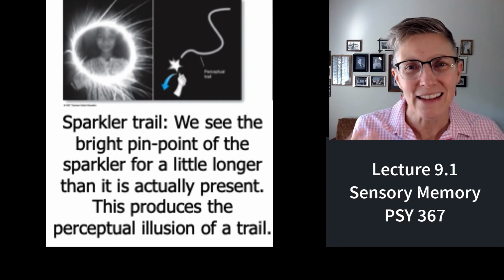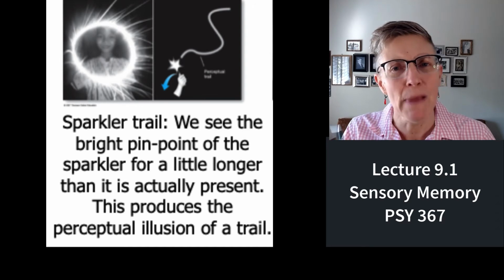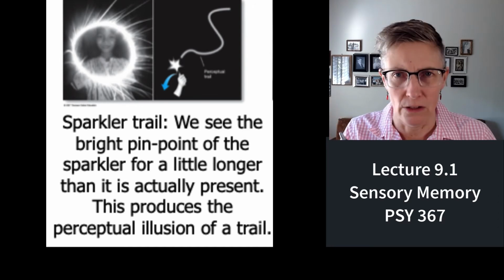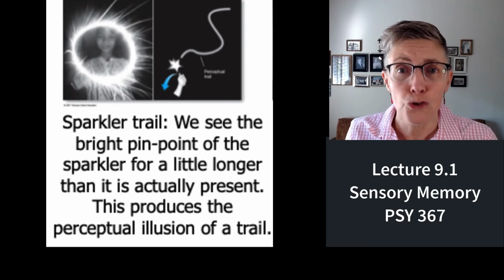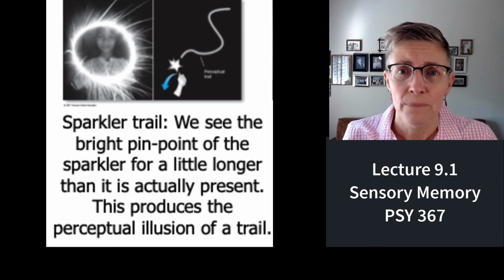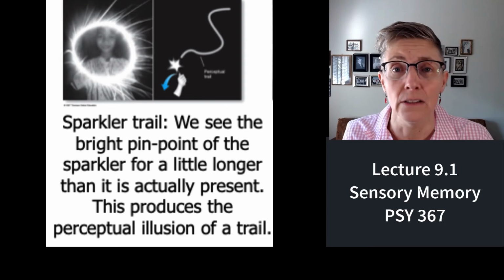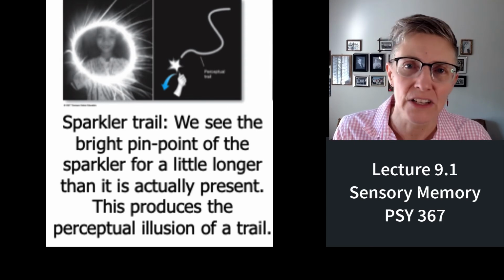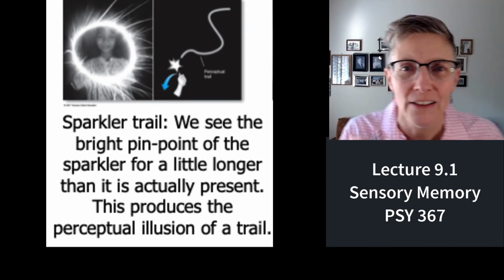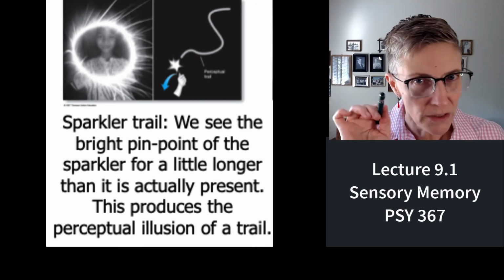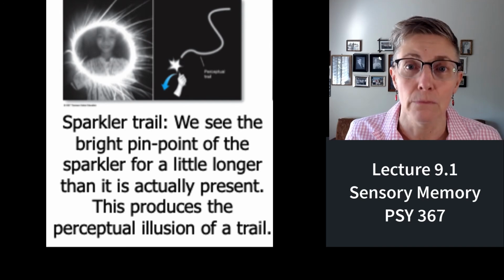Now, we have the experience that, say I make a circle motion with the sparkler, that somehow there's a trail of light that is physically present in the world. And there isn't. The trail, the circle that you see, it's all in your head. Your visual system experiences that trail because of sensory memory. That's a classic example of sensory memory. So when you're making little circles with your sparkler, there's only one point of light. That's all that's physically there. The trail that you see is something that results from sensory memory.